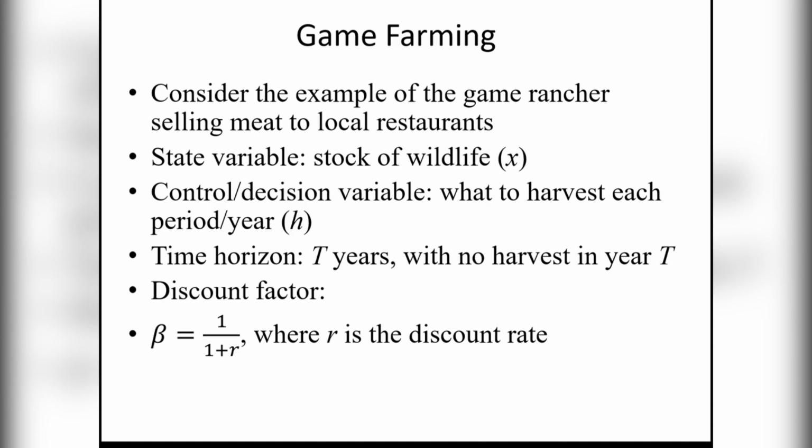We assume a time horizon of T years, and no harvest is allowed in that final year. So in other words, the rancher would take all of the animals in the year prior to big T, so the year T minus 1, and we have a discount rate. Our discount factor is simply 1 over 1 plus r, where r is the rancher's discount rate.